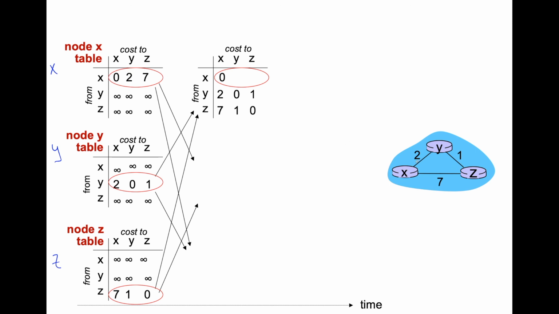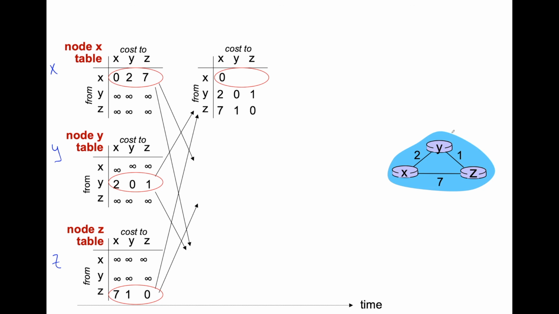So X is directly connected to Y at a cost of 2. So we have X to Y, and that entry is 2. X is connected to itself at a cost of 0. You don't have to traverse any links. And X is directly connected to Z at a cost of 7. So for this entry, to get from X to Z, the cost is 7. And likewise, for the table for router Y, or node Y, we have infinity everywhere except for this entry for Y.